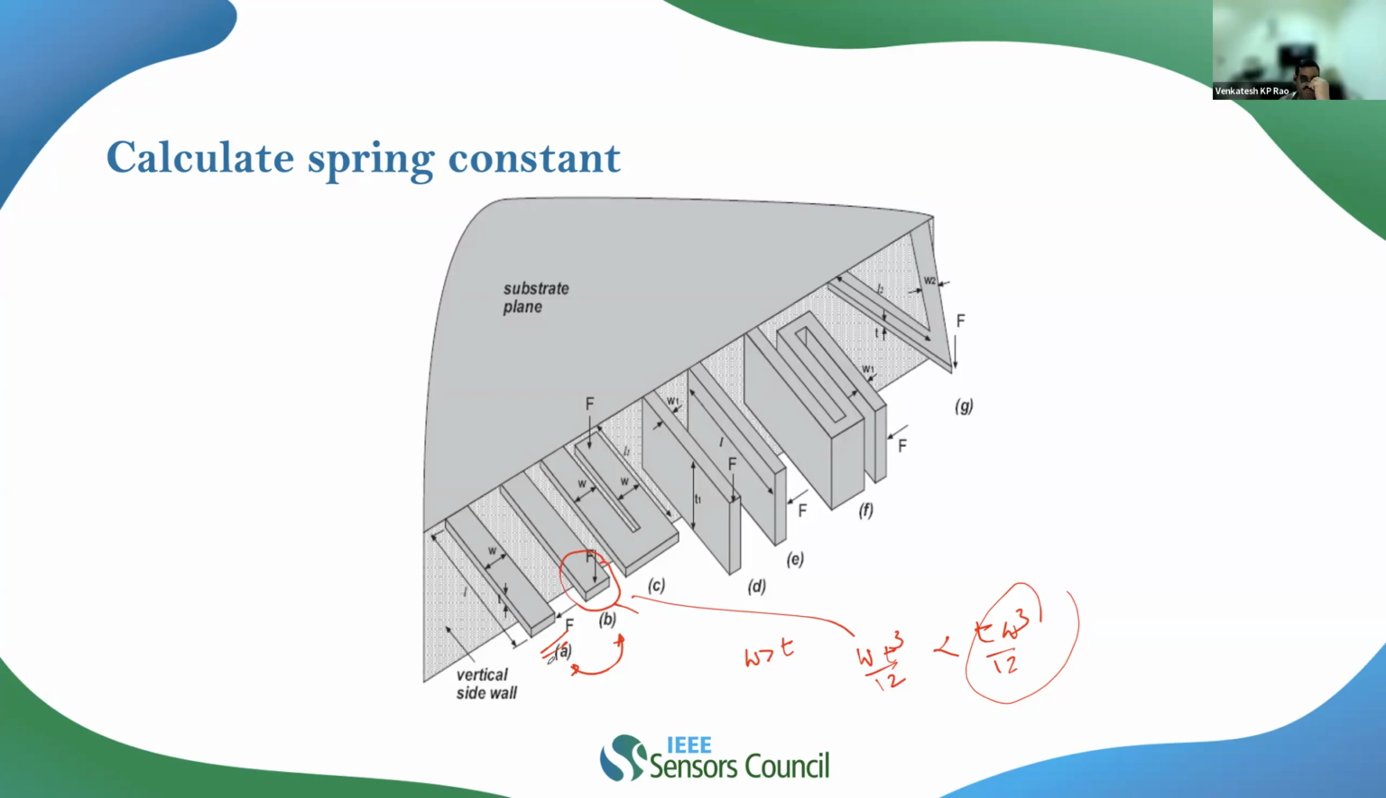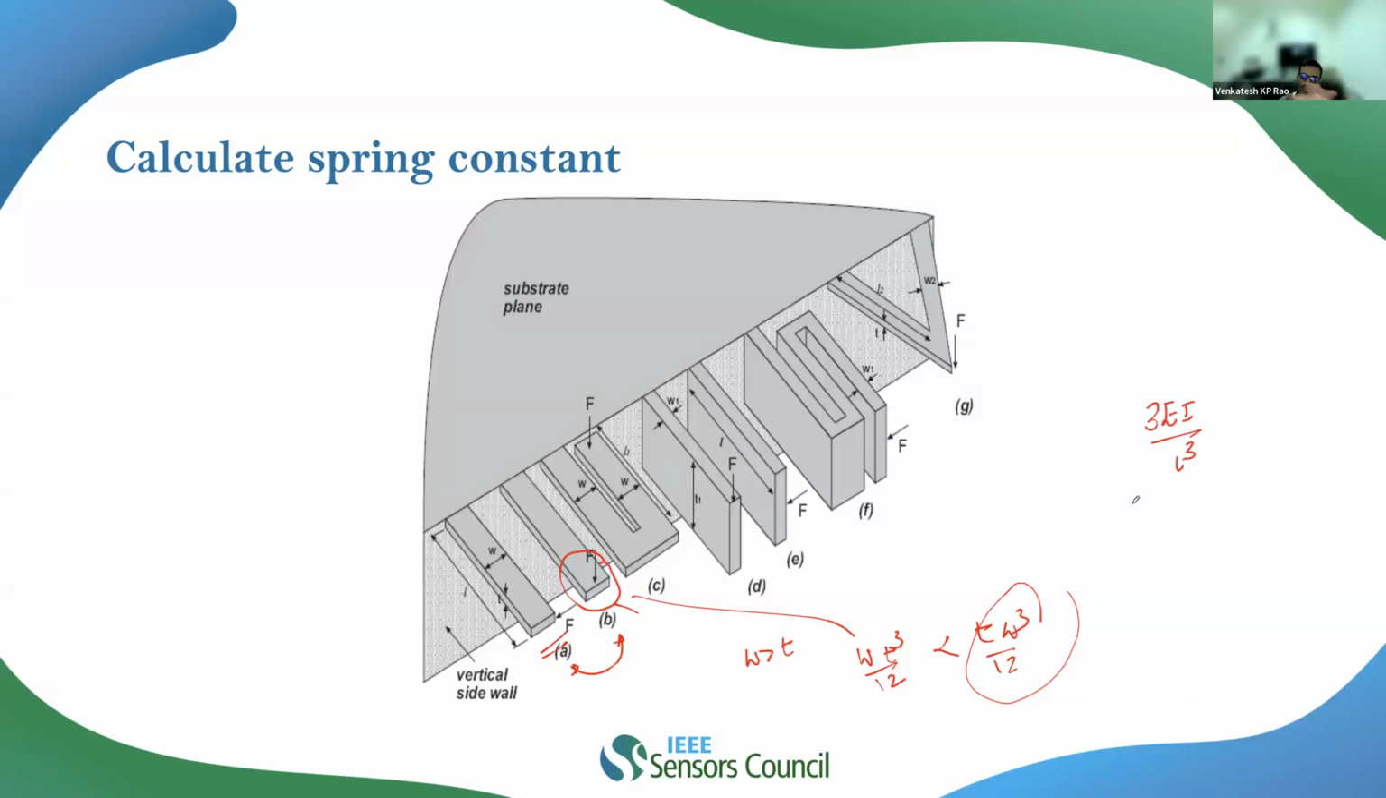Now, if you take the same thing, instead of having a simple cantilever like this, I will make use of a meandering structure like this. Typically, whenever we want to reduce the stiffness of the structures, we can make use of this meandering. So it is like having two springs in parallel. We already know the stiffness of an individual cantilever, which is around 3EI by L cube.